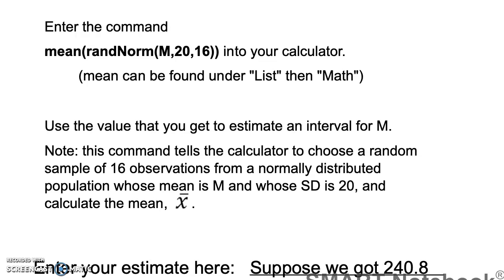Okay, so we're going to enter this command on our calculator, and to do that we're going to first go to list, which is second stat. So second stat, and then arrow over to math and choose mean. And then we're going to put in rand norm, which is under math, and then scroll over to probability, number 6. And to put the m in, we again have to do alpha divide, because that's where the m is, comma 20, comma 16. You put that in your calculator, you hit enter, enter, it gives you a value.